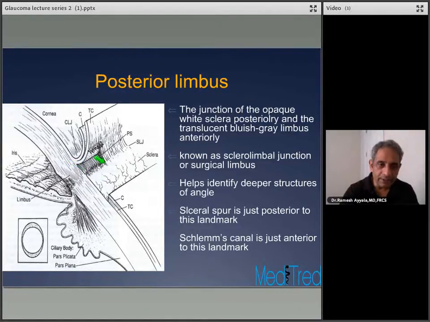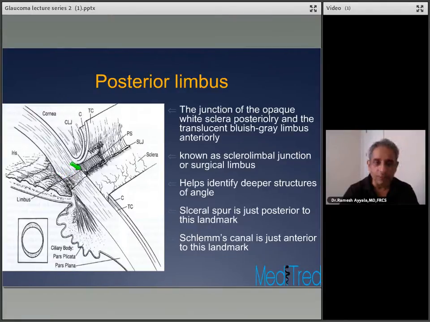So here is the scleral limbal junction. It's a transition zone, like I mentioned, between the sclera and the translucent bluish gray limbus anteriorly. Just posterior to this area is the scleral spur. Anterior to that is where the Schlemm canal is.